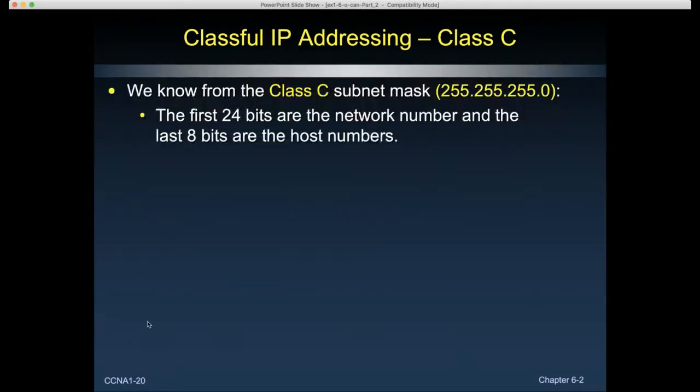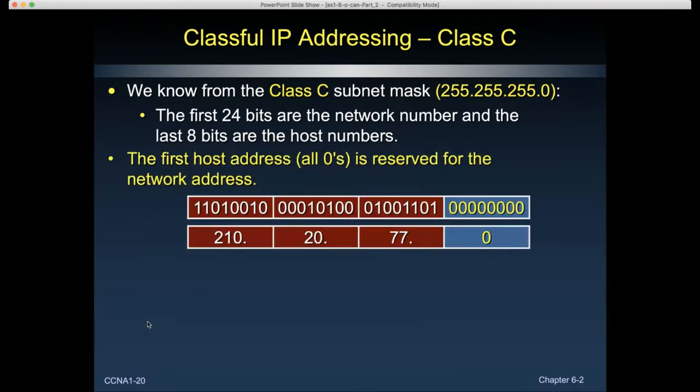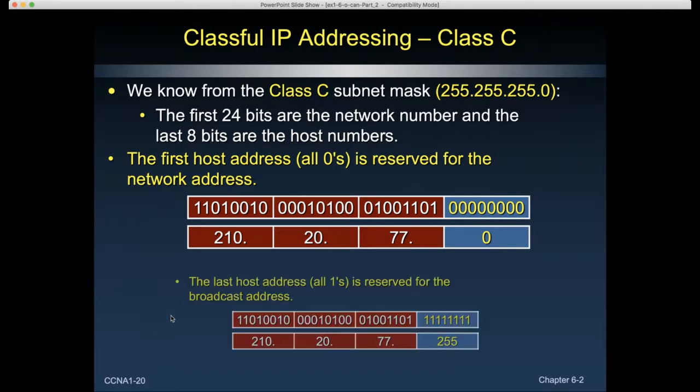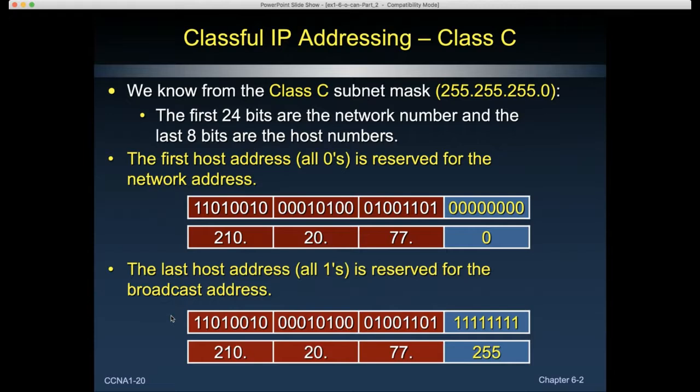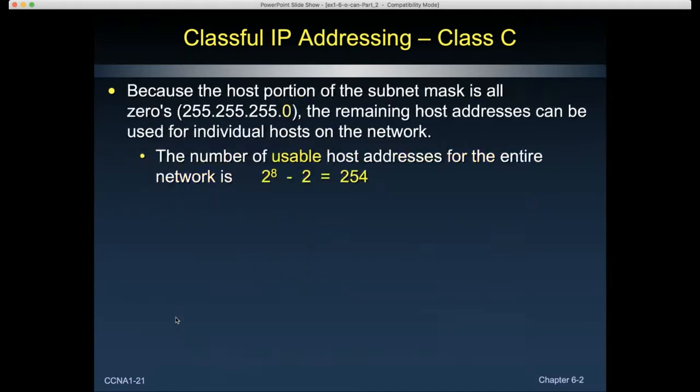So for my Class C subnet mask, the first 24 bits is the network prefix, the network number, and the last 8 bits are the host numbers. The first host address is reserved for the network address. In this case, we have 210.20.17 as an arbitrary prefix he came up with. The last host address, all ones, is reserved for the broadcast address. These are not ones we can assign to host machines. They're reserved for the network function of network identity and broadcasting.